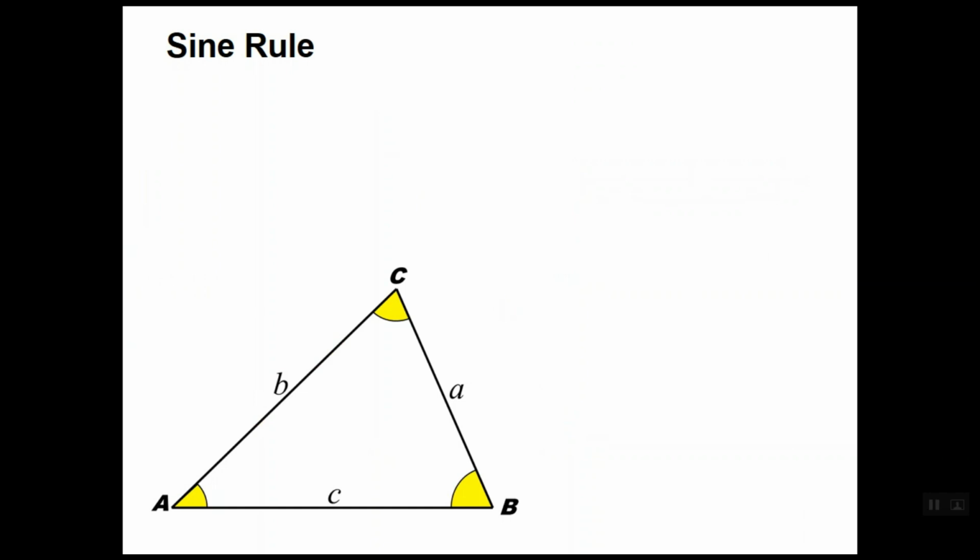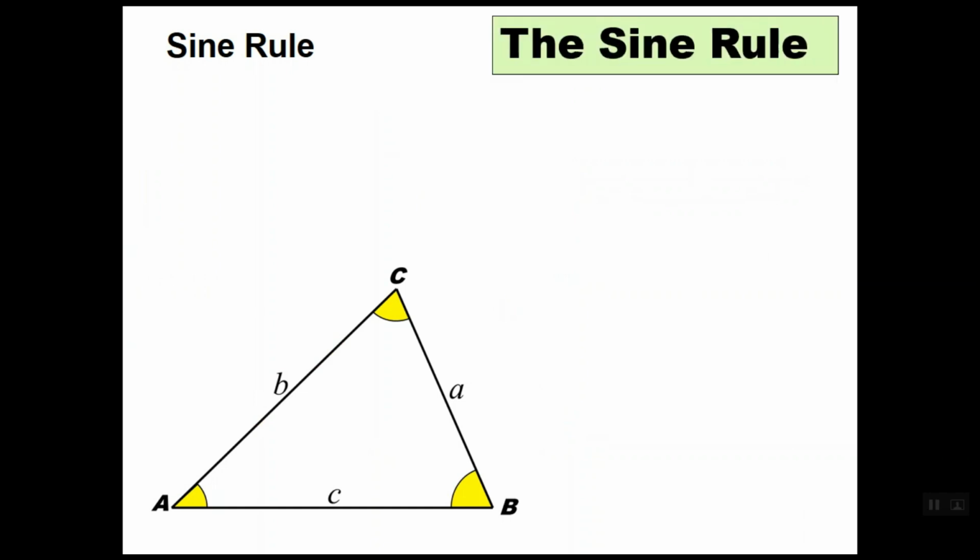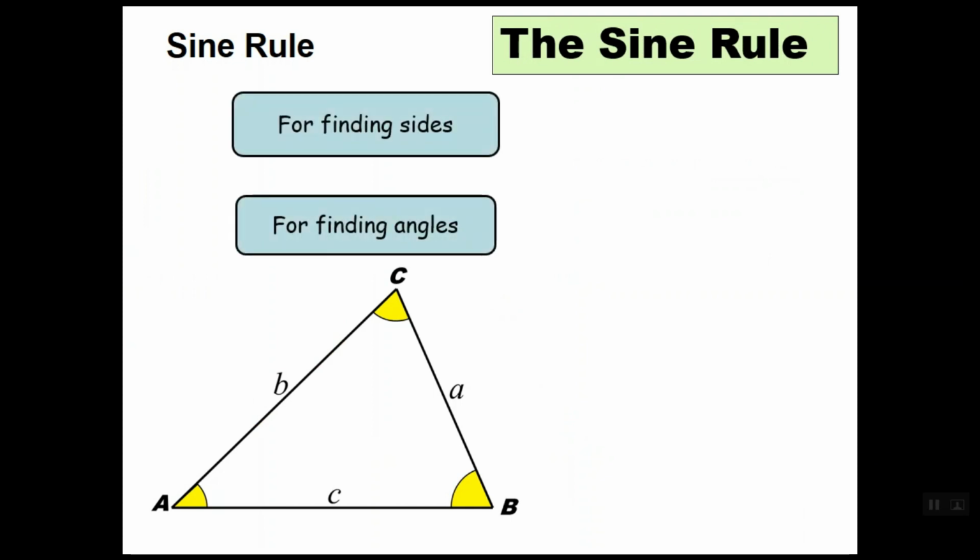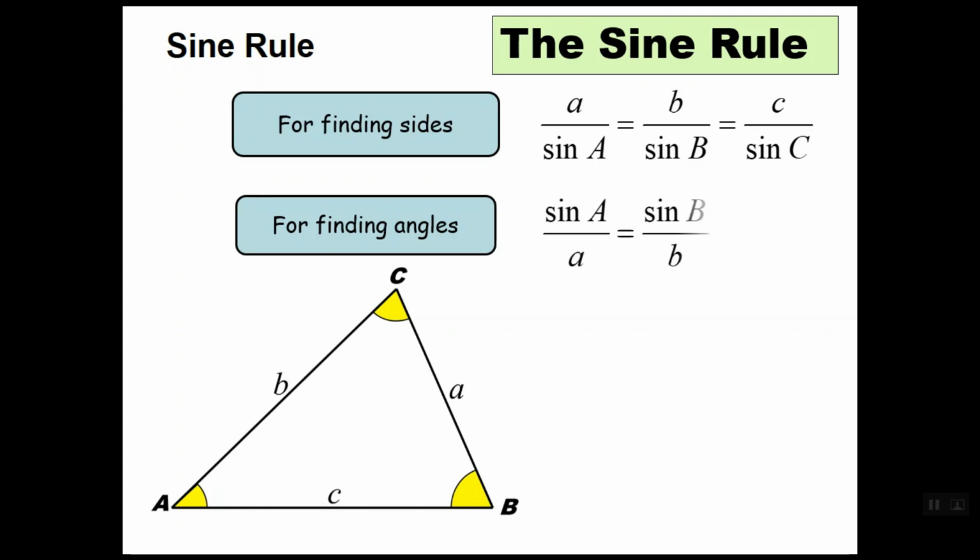In this video, I'll be teaching you about the sine rule. There are two versions of the sine rule, one for finding sides, one for finding angles. The version for finding sides states little a divided by sine capital A is equal to little b divided by sine capital B is equal to little c divided by sine capital C. For finding angles, it's basically writing the angle at the top. So it's really the same rule.